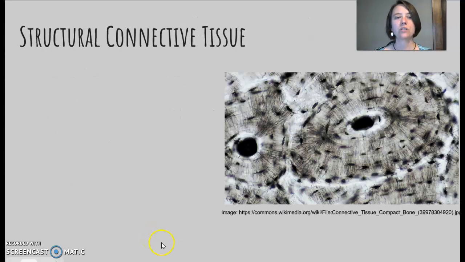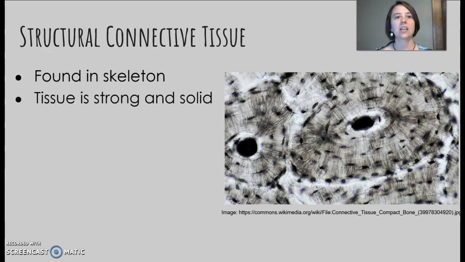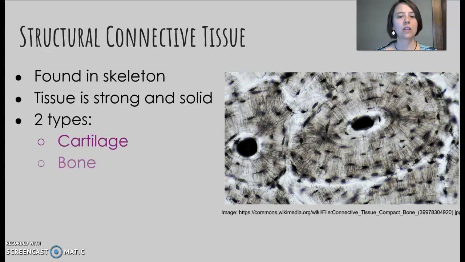So we've talked about circulating connective tissue and generalized connective tissue, and the third type is structural connective tissue. And this is found in your skeleton, and as you could guess from the name structural, it is strong and solid, and its job is to provide structure. There are two types, cartilage and bone, and we'll get into those on the next slide. This actually is bone tissue, and those are your living cells, and then this is the hard mineral matrix.